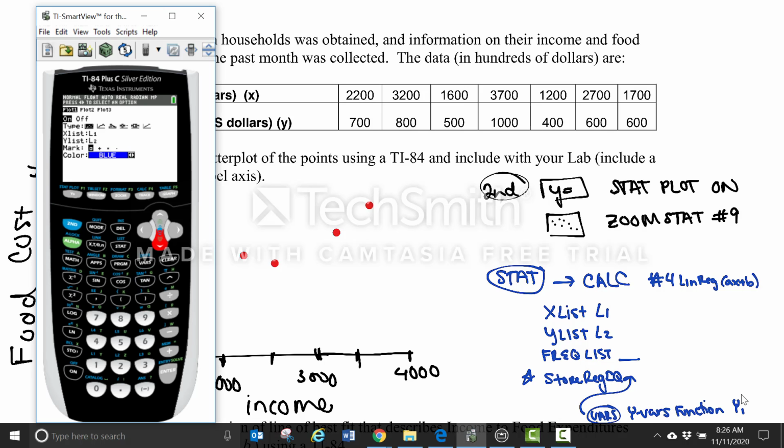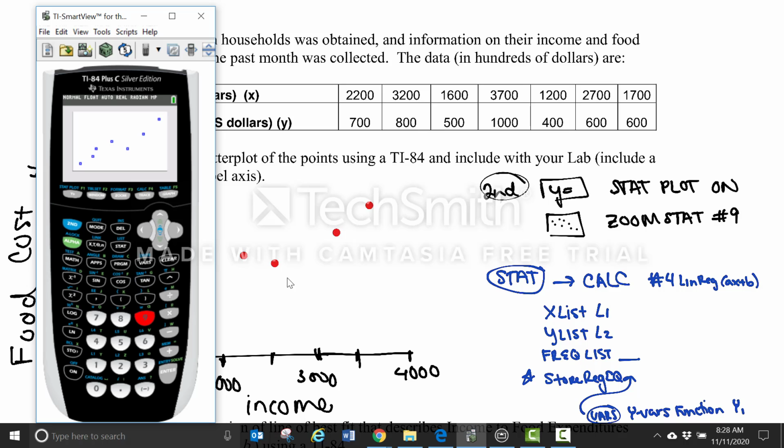So I'm going to review this again. You go into second, y equals. Make sure your scatter plot is on. Hit the scatter. Your x's need to be wherever your x data was, so list 1. Your y's are in list 2. Once you do that, you can hit second quit and then zoom, number 9 or whatever says zoom stat for you.